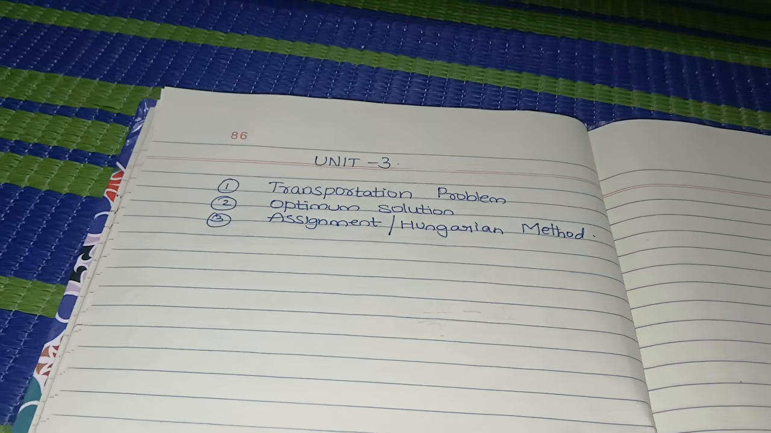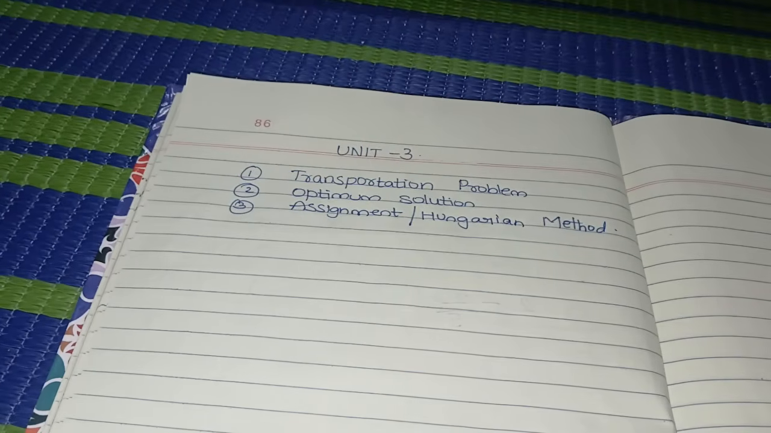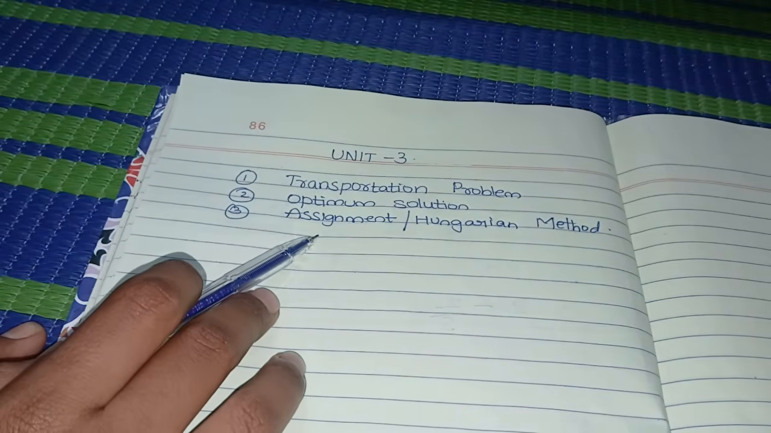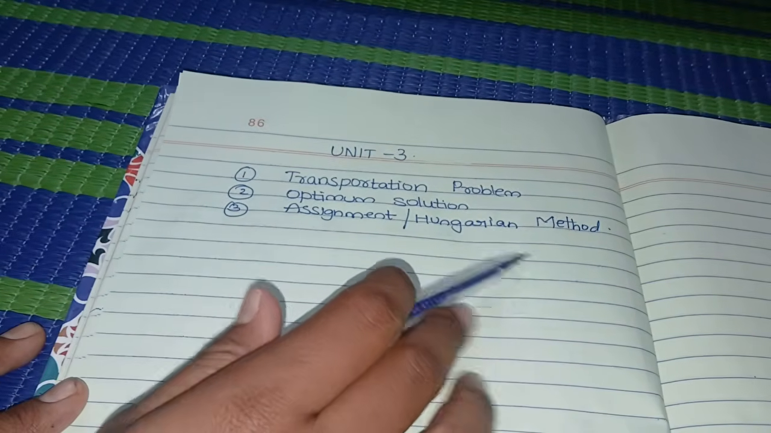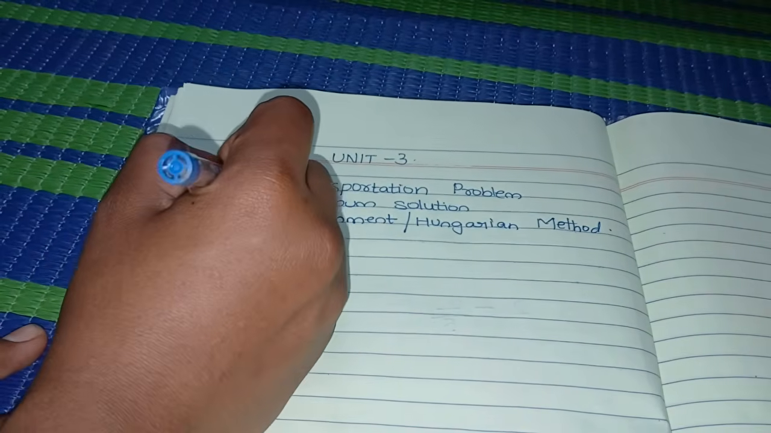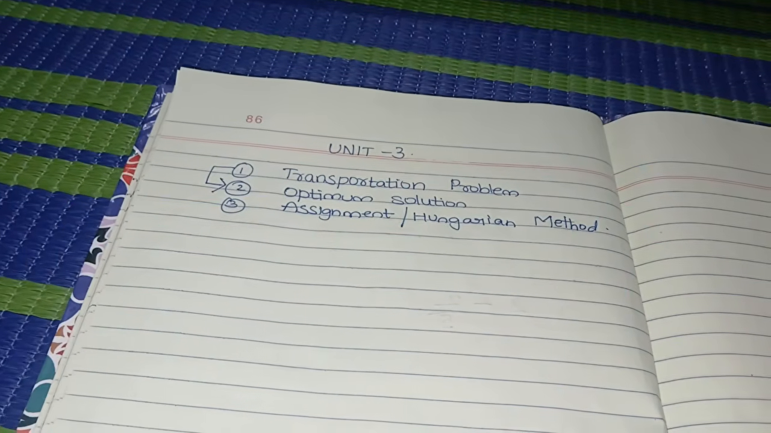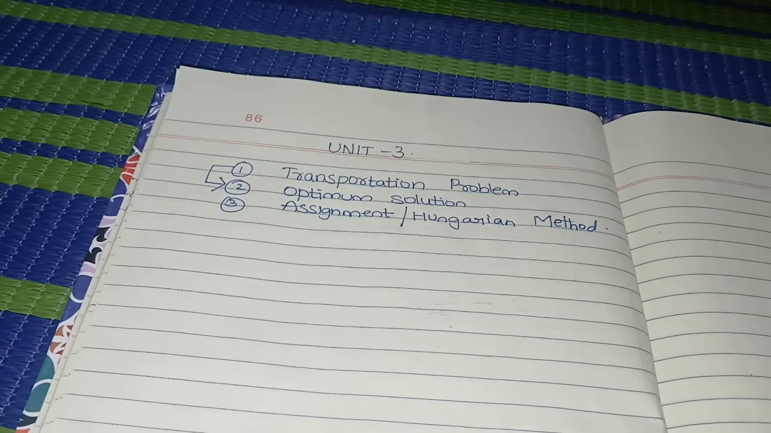Okay, in unit number 3, what are the concepts you are having? You are having mainly two concepts only, that is transportation problem and assignment problem. Assignment or Hungarian method is one and the same, and the optimum solution, you will be able to do only after doing this transportation analysis. In the examination, if they specifically ask for the optimum solution, you need to continue that transportation problem into the optimum solution. If they have not specifically mentioned it in the question, just skip the optimum solution. Transportation problem and assignment problem are important from this unit number 3.